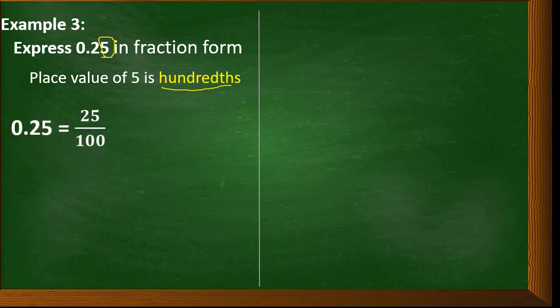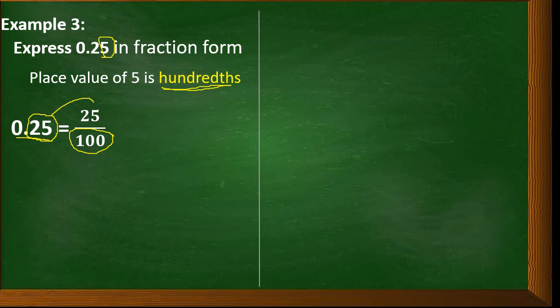So we have here 0.25. Then we are going to copy the 25 as our numerator, and we're going to write here 100 as our denominator since 5 is on the hundredths place. Now we're going to reduce it to the lowest term.